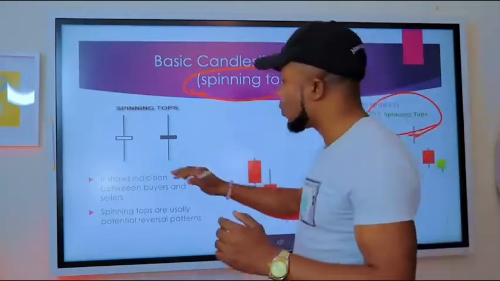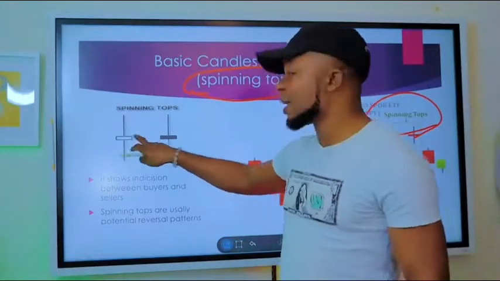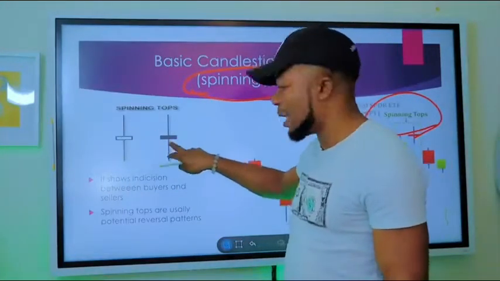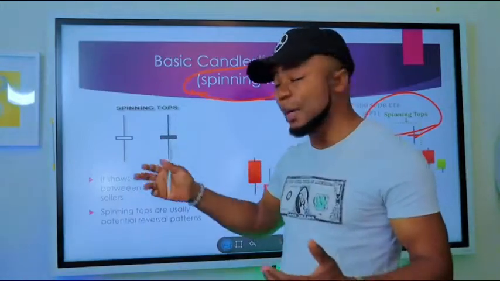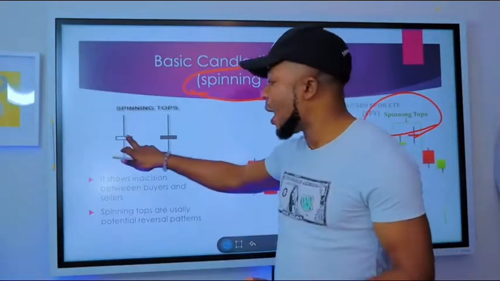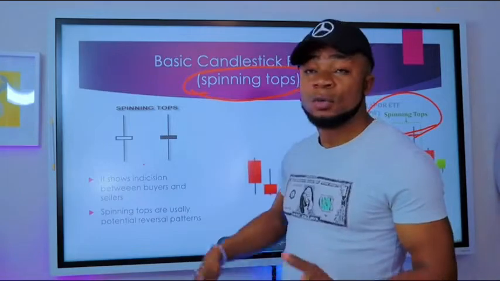Come with me. This is what they call a spinning top. It can be a green, a red, or a white, or a black candle. Green will always stand for a bullish market, and red will stand for a bearish market. White will stand for a bullish market, and black will stand for a bearish market. So don't be confused when it comes to these colors.